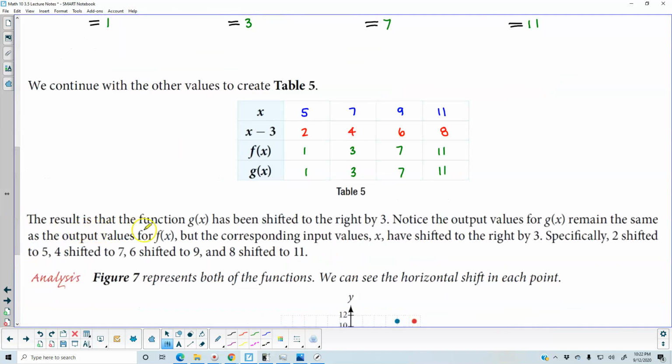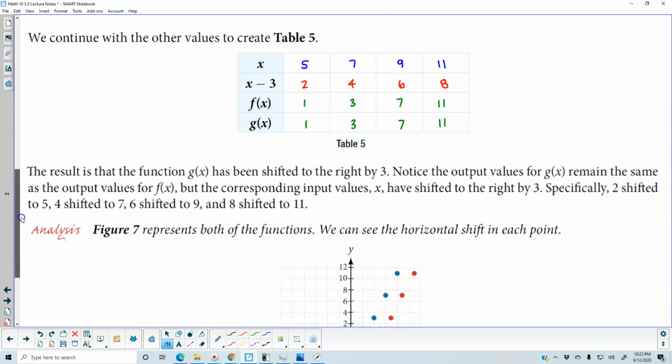So the result is that the function g of x has been shifted to the right by 3. Notice that the output values for g of x remain the same as the output values for f of x. But the corresponding input values x have shifted to the right by 3 units. Specifically, 2 shifted to 5, 4 shifted to 7, 6 shifted to 9, and 8 shifted to 11.